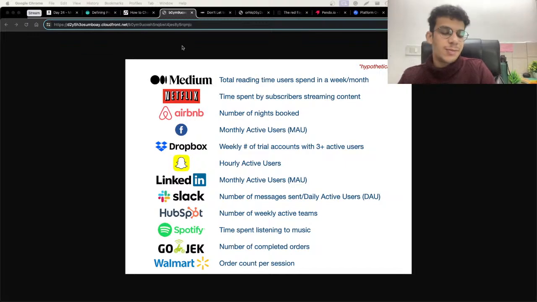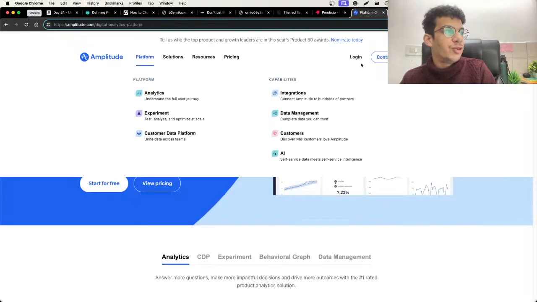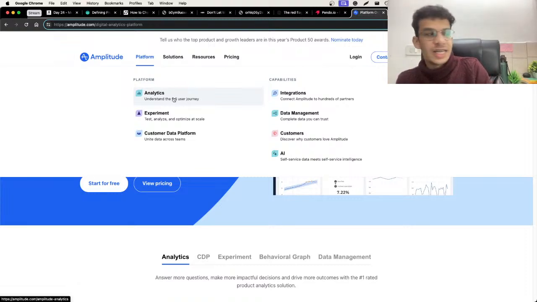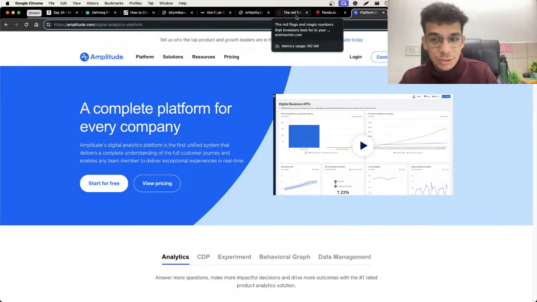But ideally, when it comes to metrics and all of that, you can use tools like Pendo. You have products like Amplitude, which give you analytics and help you understand the whole user journey. You can experiment, do A/B testing with this, and also understand the customer data, right? And manage that also within the same platform. So yeah, these are a few tools that come to mind when it comes to product analytics and product metrics in essence.